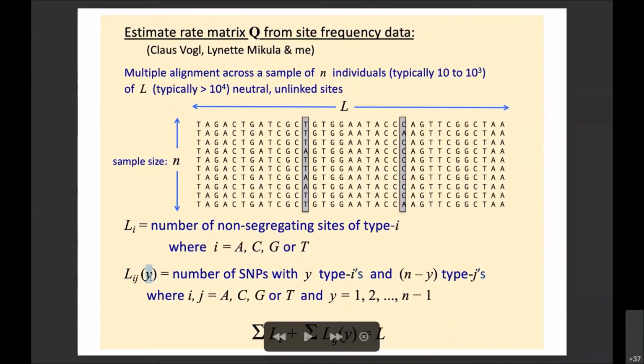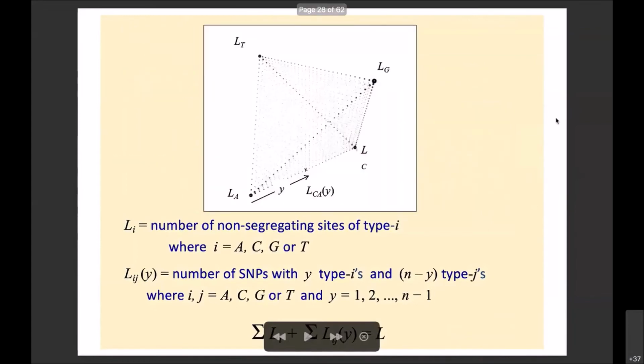So these numbers basically tell you everything you need to know in order to estimate the mutation rate matrix from a maximum likelihood calculation. There's another little diagram of what these L's mean. They're basically the counts of how many times you're at the corners and how many times you're along the edges.